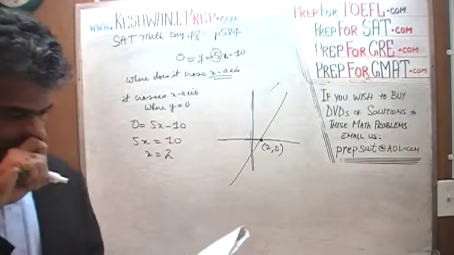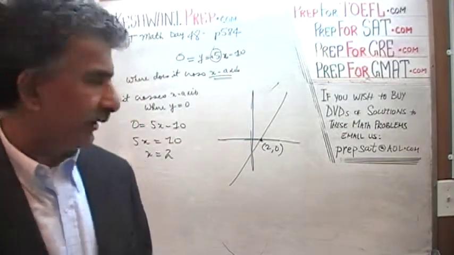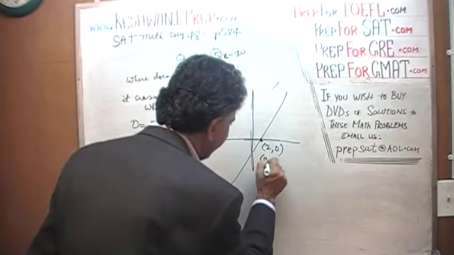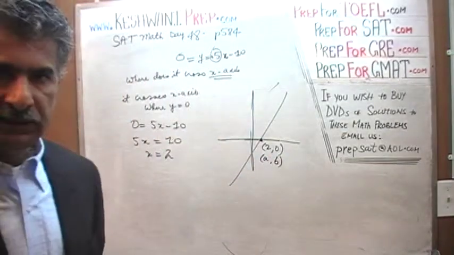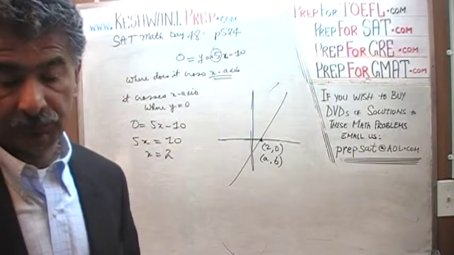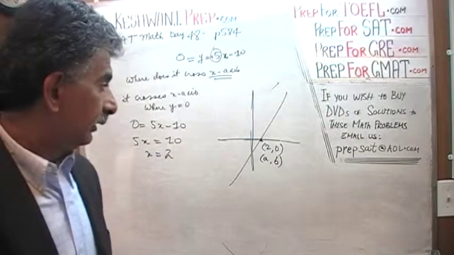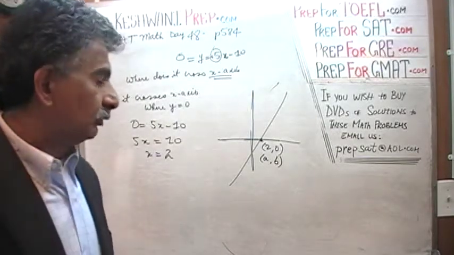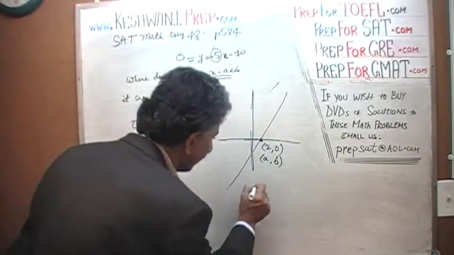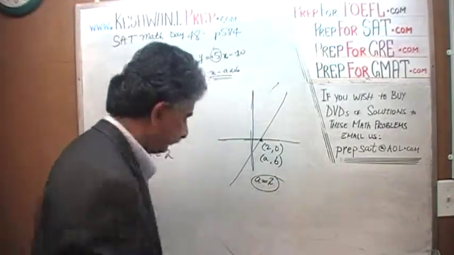Where does it cross the x-axis? In other words, they're asking us what's the value of A. We just found it. This is our A and this is our B. B is the y coordinate, which is 0 because it's crossing the x-axis, and the x coordinate is 2, which is the value of A. A equals 2.